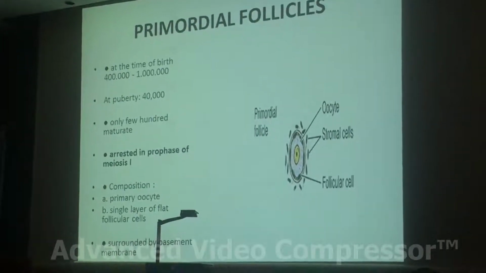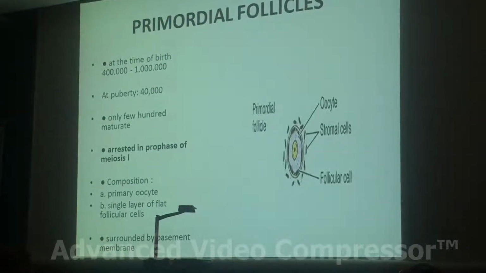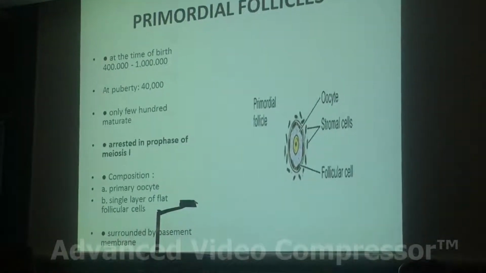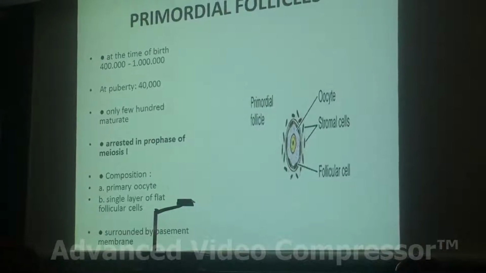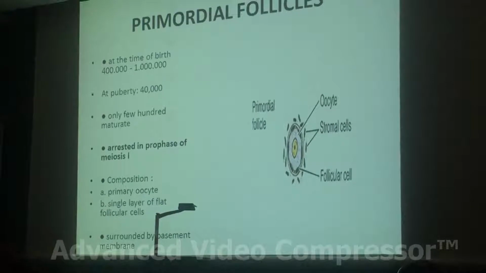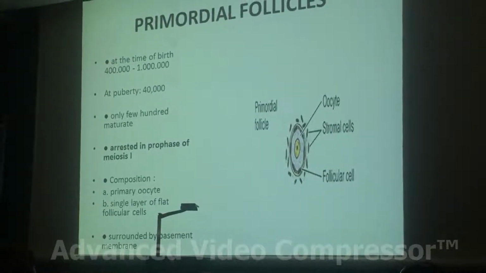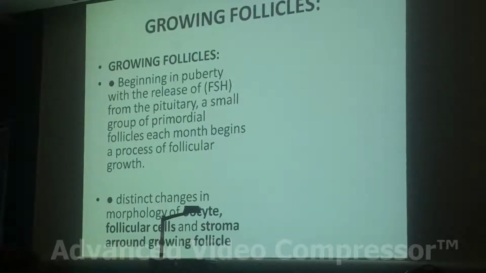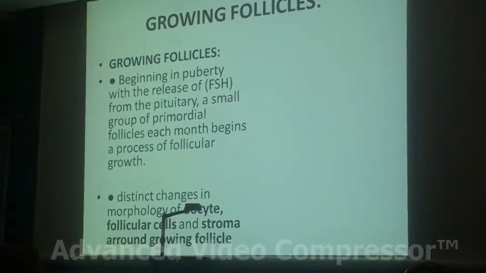7 million at birth, 400,000 to 1 million. During childhood, the number decreases until we reach puberty, when the number is 40,000 in the ovary. Now, once the female reaches puberty, the story changes. These follicles will start growing.